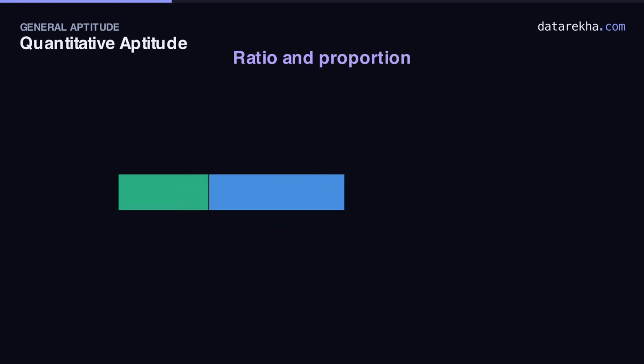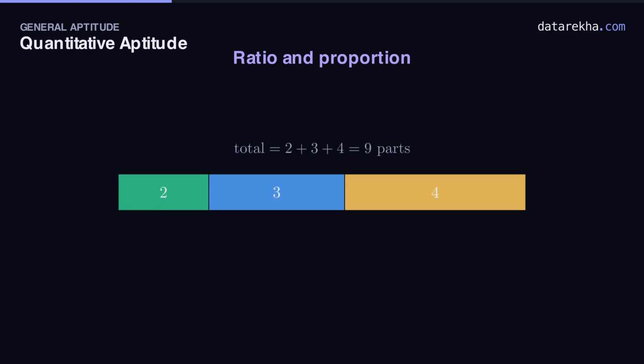Say three friends split 6,300 in the ratio 2 to 3 to 4. Draw the money as one bar cut into parts. 2 plus 3 plus 4 is 9 parts. One part is 6,300 over 9, 700. So the shares are 1,400, 2,100 and 2,800, adding back to 6,300, exactly as they should.